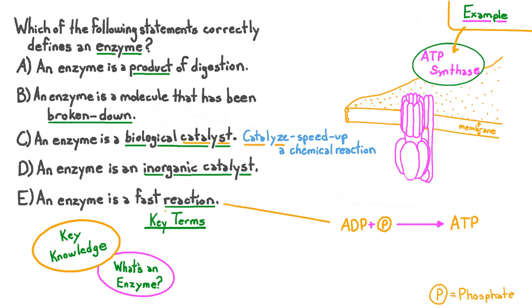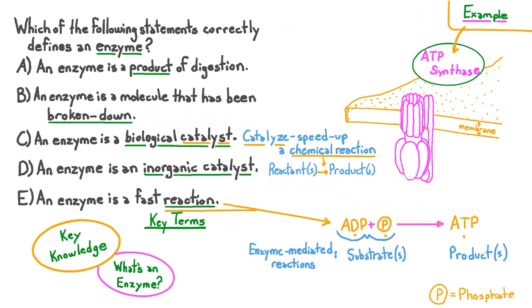Here's the reaction that ATP synthase catalyzes. ADP plus a phosphate group yields ATP. The two parts of a chemical reaction that you're probably used to seeing are reactant or reactants that are converted through the chemical reaction into a product or products. But during a reaction with an enzyme, we say that the substrate or substrates are converted into products or a product. So that means we know that a product is a chemical that's made in a reaction.